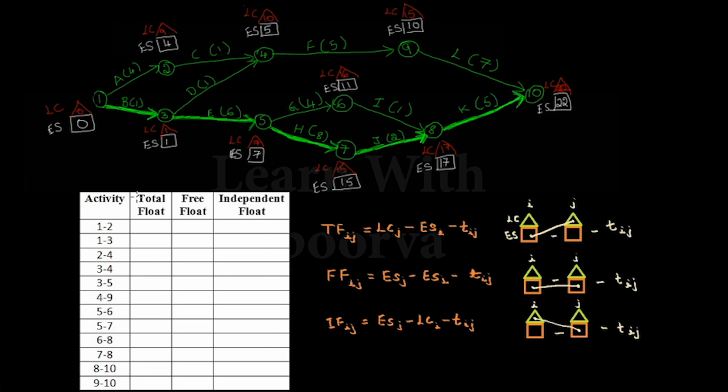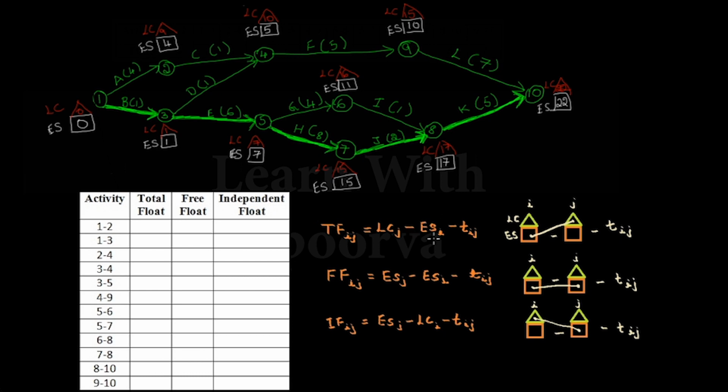Now let's move on to the last stage of the procedure, which is calculation of various floats. Floats are calculated to check the time fluctuations. Formulae for calculating different floats are given here. For an activity, the tail node is considered as the ith node and the head node is considered as the jth node. For example, for the activity A, 1 is the node i and 2 is the node j.